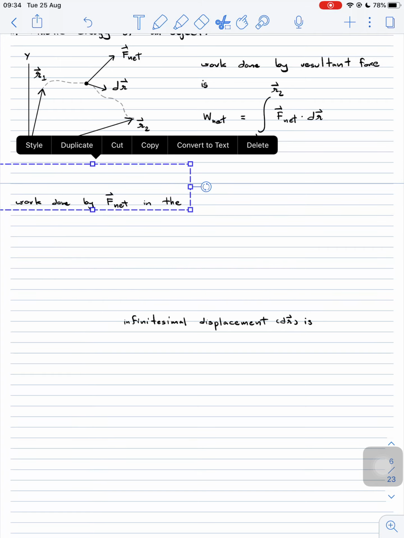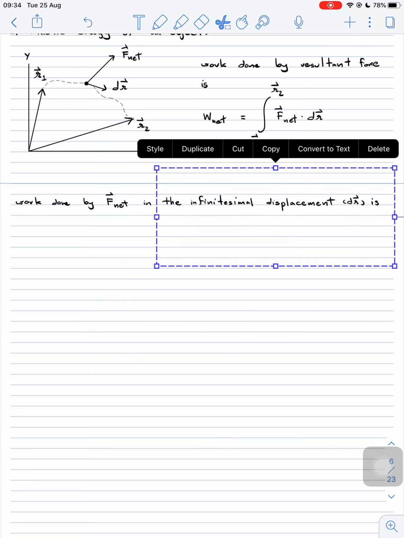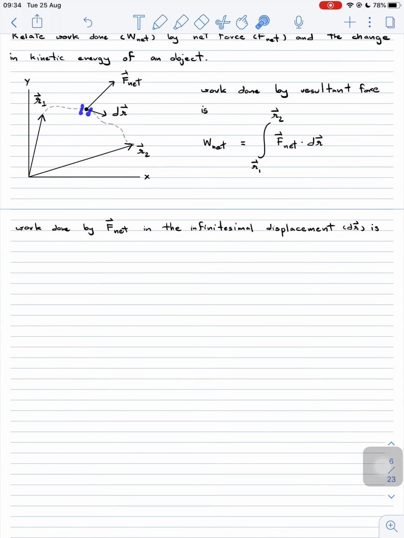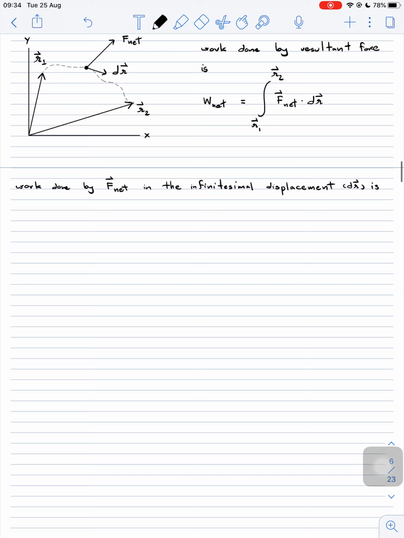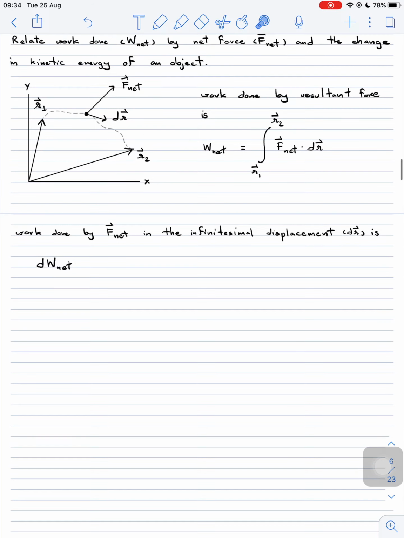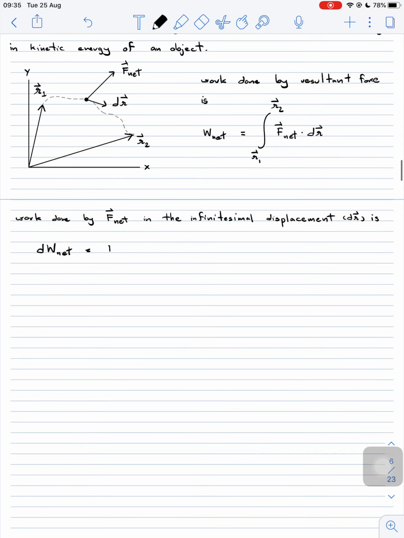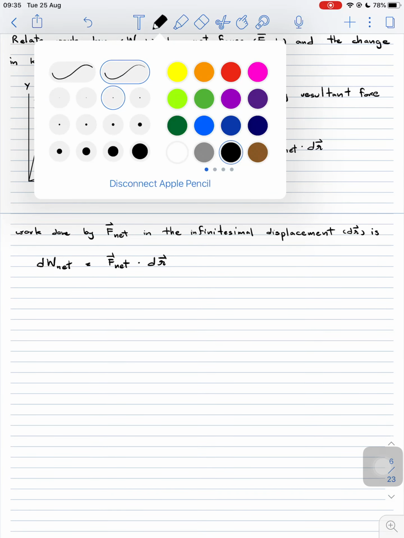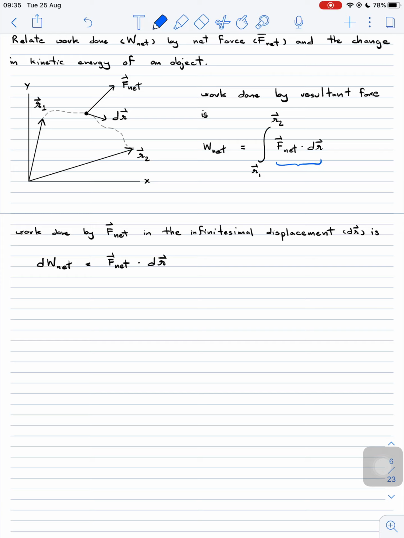But now what do we want to find? Let's consider the work done by the net force in the infinitesimal displacement dr. If we just consider the small displacement here, we can get dW net, which is the work done in this very small region, equal to the net force dot product with dr. So we can think that this term is just equal to the work done by the net force.